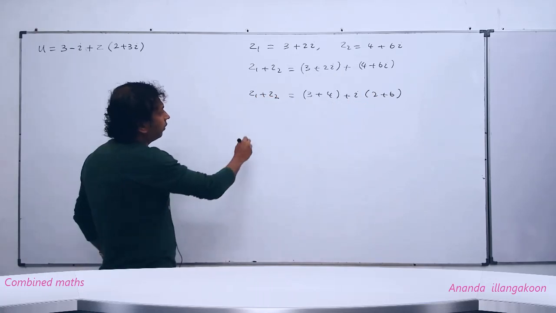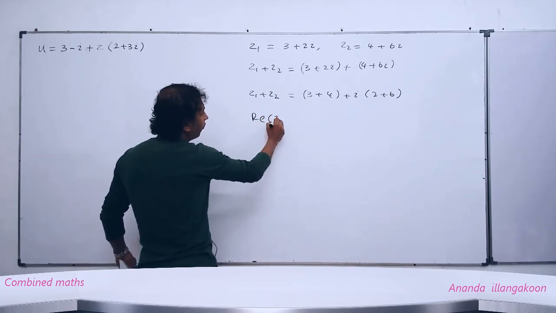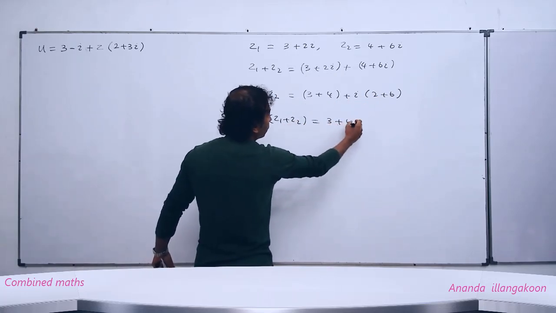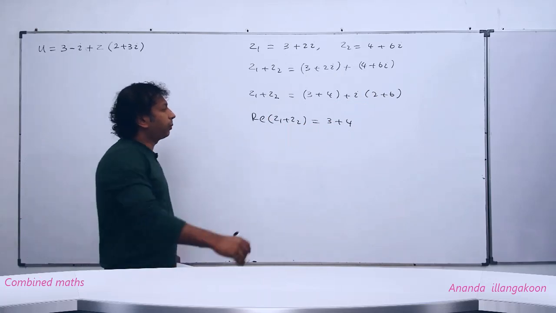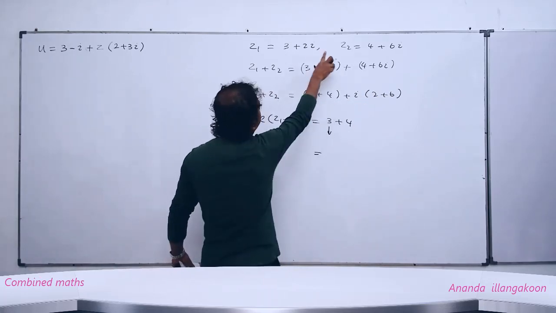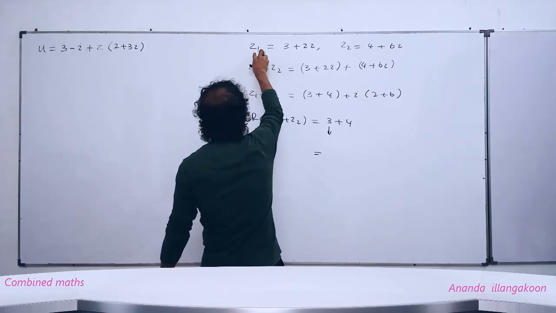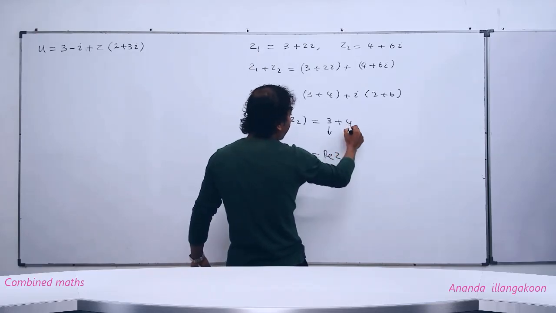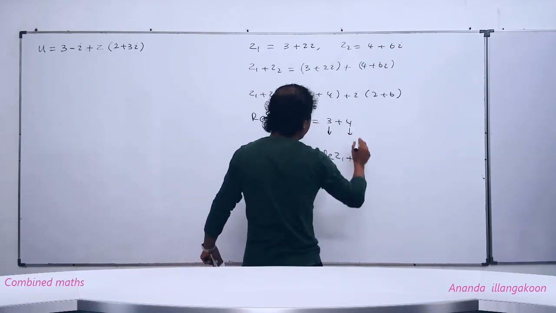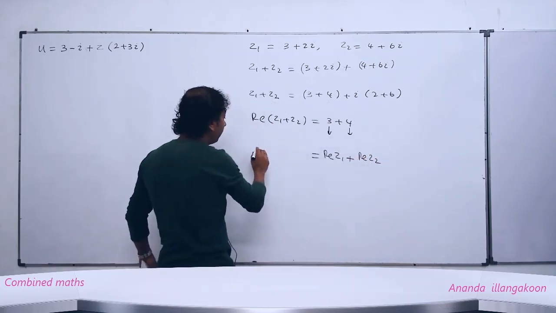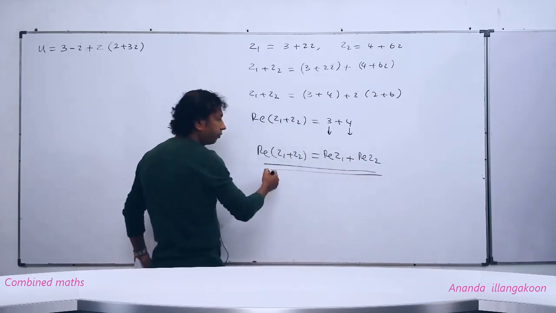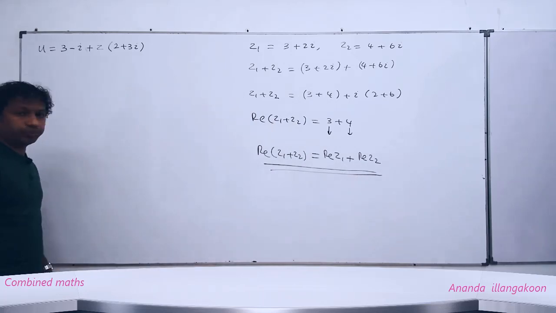Then of this Z1 plus Z2 complex number, if I find the real part, it is nothing but 3 plus 4, no? What is this 3? That is this 3, no? It is nothing but the real part of Z1. And this 4 is nothing but the real part of Z2. Then here we have the real part of Z1 plus Z2 is this. Okay. Understand it? Right?